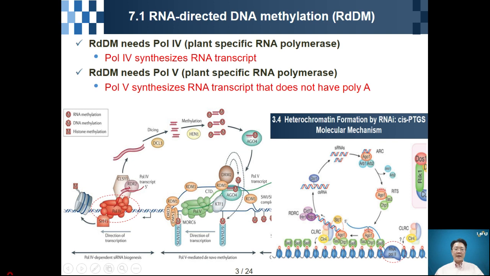RNA polymerase 4 synthesizes an RNA transcript like this, and this is RNA polymerase 5. However, the difference between RNA polymerase 4 and RNA polymerase 5 is that RNA polymerase 5 can synthesize an RNA transcript that does not have poly A. We will see some detailed information in the following slides.